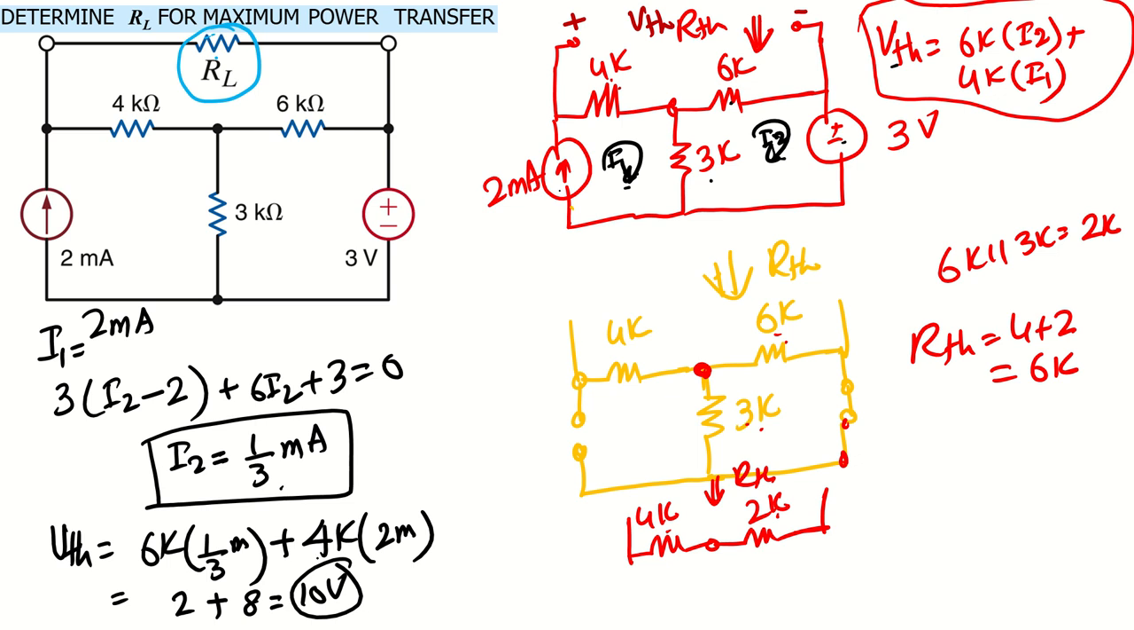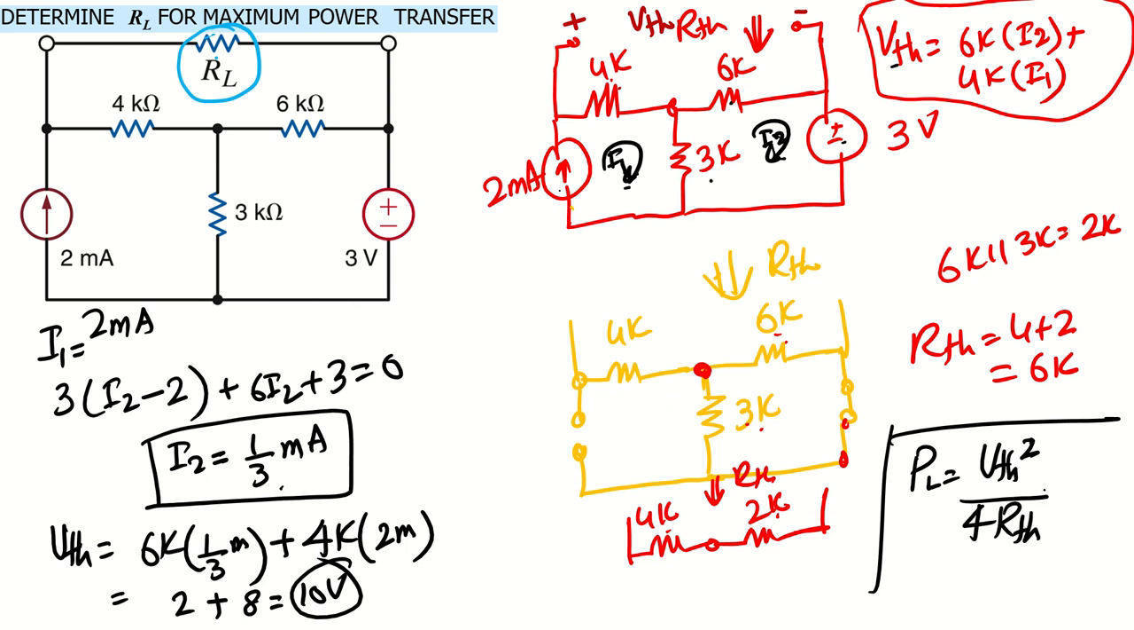So we have our V Thevenin. Now to get the maximum power transfer, it is V Thevenin squared divided by 4 times R Thevenin. So 10 squared divided by 4 times 6. It gives me a power of 25/6, with the 6K, in milliwatts. That will be the maximum power transferred to this load for this particular circuit. Thank you so much.